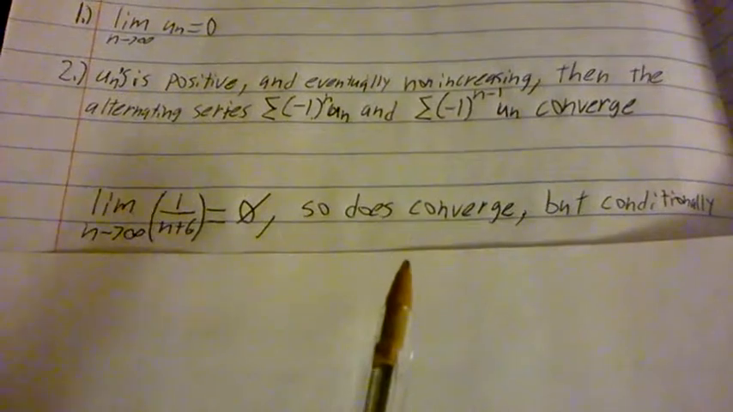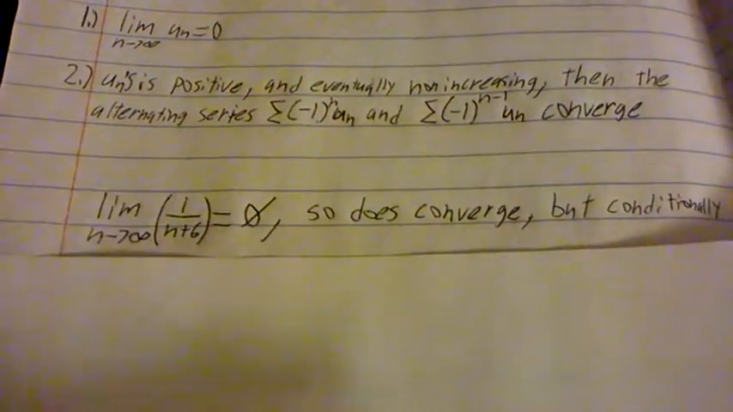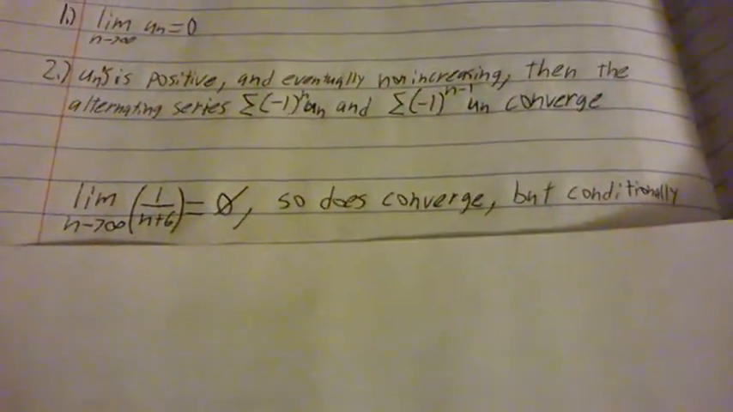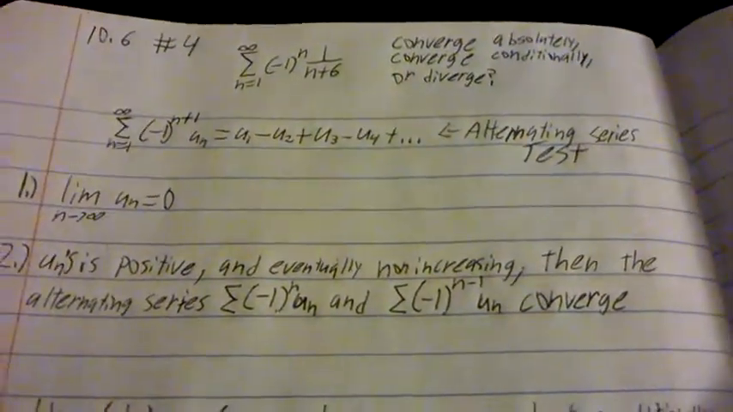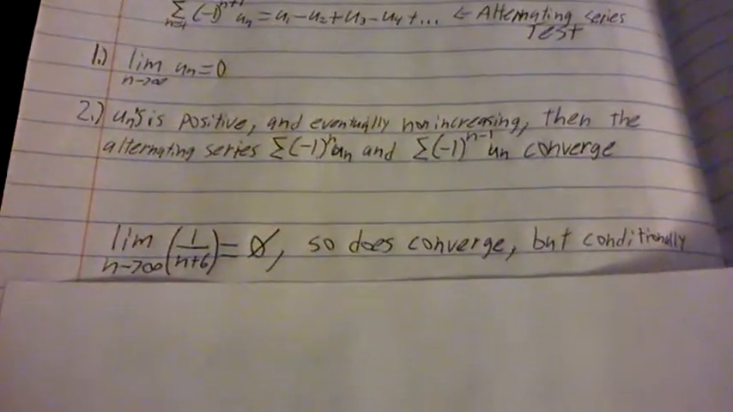And I believe the question has 6 or so different options to choose from. And I think they have converge absolutely as one of them, but this would converge conditionally based off of the alternating series test, and also the limit comparison test, which you could do pretty easily, comes to the same conclusion.